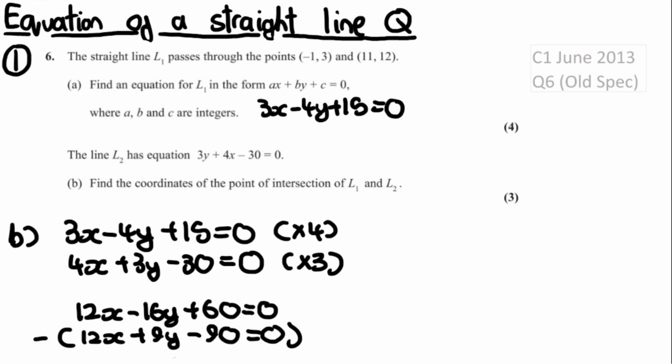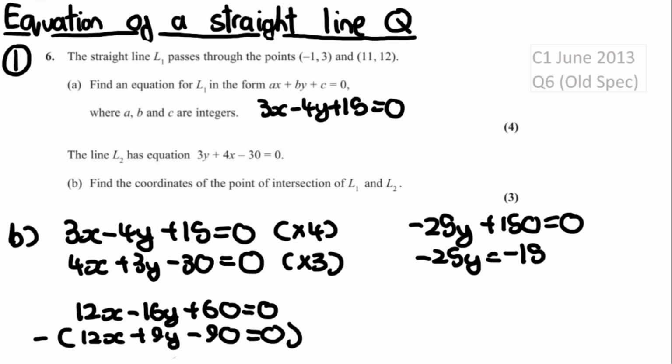And then we can minus these from each other, and if we do this, the 12x is going to cancel out. It's going to be minus 16y minus 9y, which is going to be minus 25y, and it's going to be 60 minus 90, which is minus 30... sorry, 60 plus 90, so it's going to be plus 150 is equal to 0. So minus 25y is equal to minus 150, so y is going to be equal to 6.